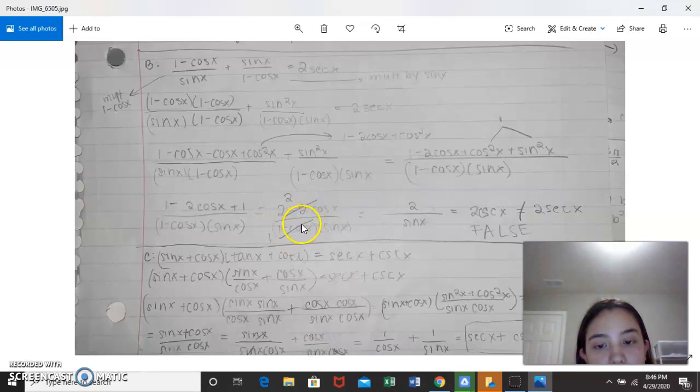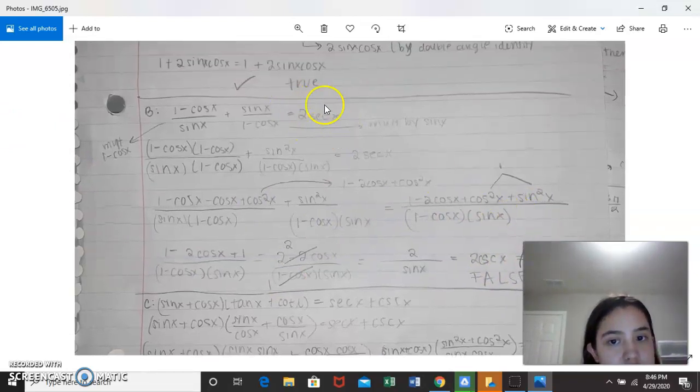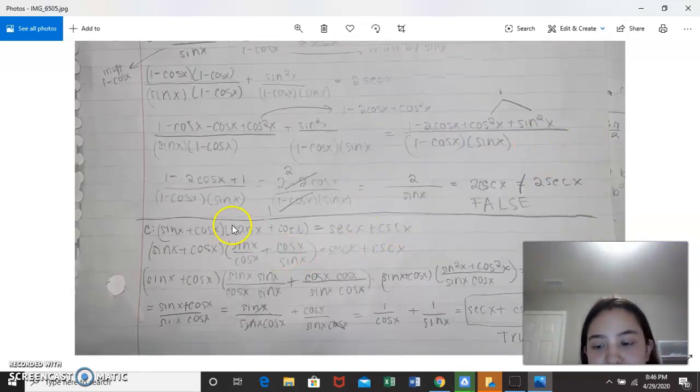Then I saw that the denominator, this 1 minus cosine x, canceled out with this one, and that this was 2 over 1. So then I was left with 2 over the sine of x, which would be equal to 2 cosecant of x, which is not equal to the 2 secant of x, which is what it had said. So I said it was false.